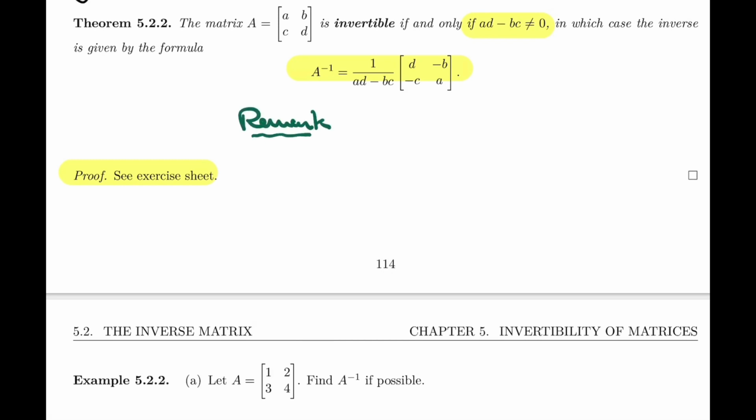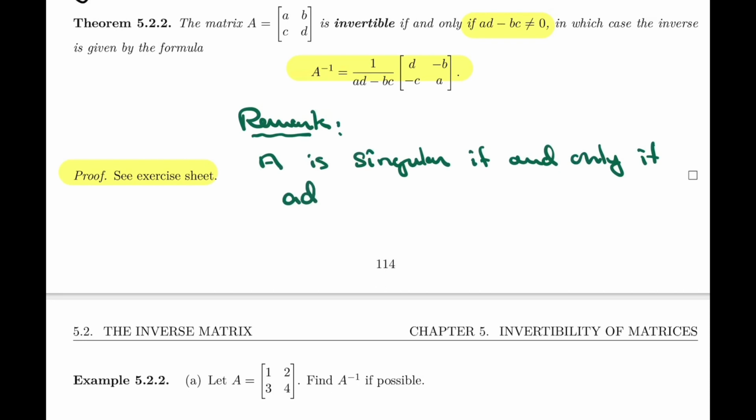And the remark is the following: we said the matrix is invertible if and only if AD minus BC is not 0. But that's the same as saying, and it's important to note, that A is singular, the opposite of invertible, if and only if that same expression, AD minus BC, is equal to 0. Okay, so saying that A is invertible if and only if AD minus BC is not 0 is equivalent to saying A is singular if and only if AD minus BC is 0. Okay, so keep that in mind, and we're going to use it in a minute.